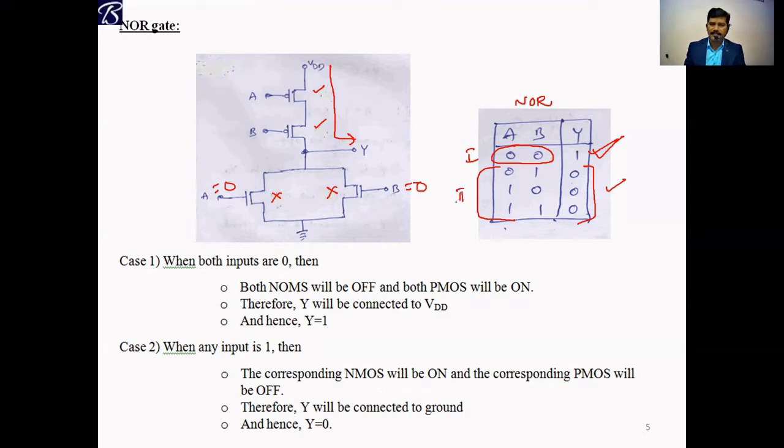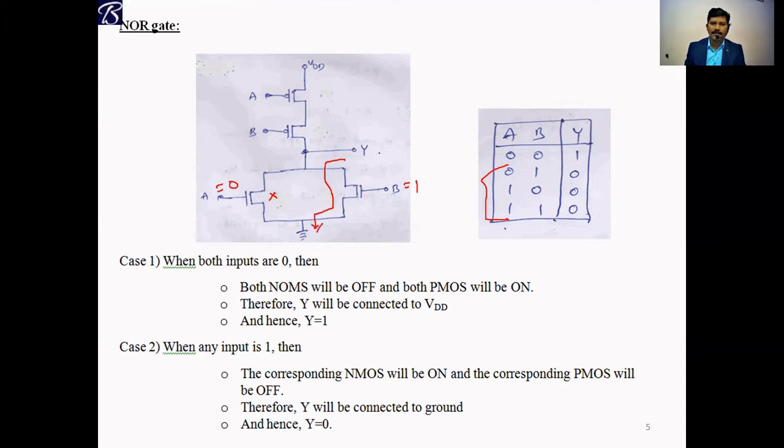Let us see the second case, where any input is 1. Let us say A equal to 0, B equal to 1. Here this is switched off and this is on.